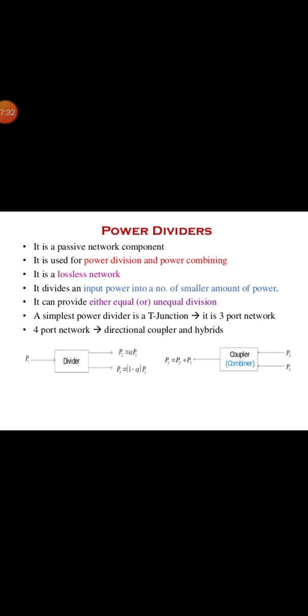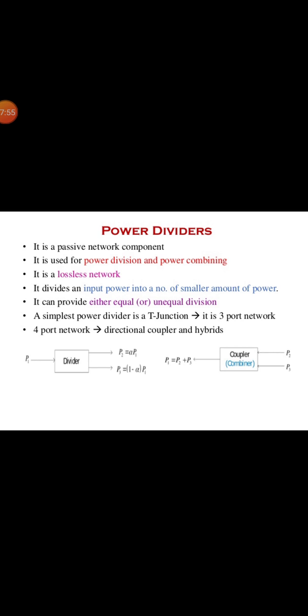Now let us discuss the power dividers. The power divider is a passive network component that is used for power division and power combining. It is a lossless network. It divides the input power into a number of smaller amounts of power. It can provide either equal or unequal division. The simplest power divider is a T-junction. It is a 3-port network. A 4-port network is a directional coupler or hybrid.